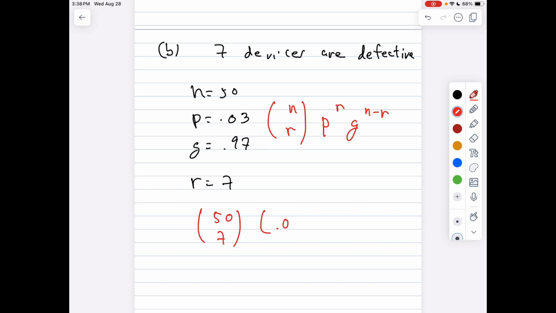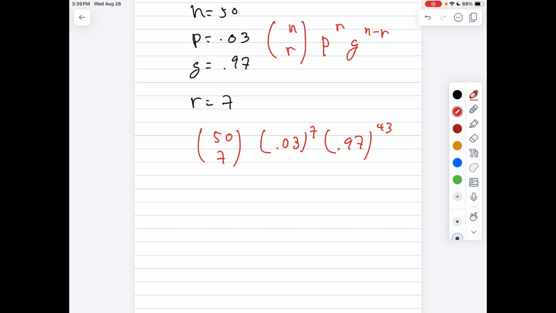times 0.03 to the 7th power times 0.97 to the 50 minus 7, which is 43. So I'll rewrite that as 43. Now, this is where you would really have to use a calculator.